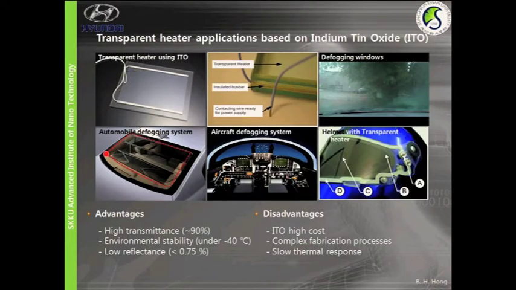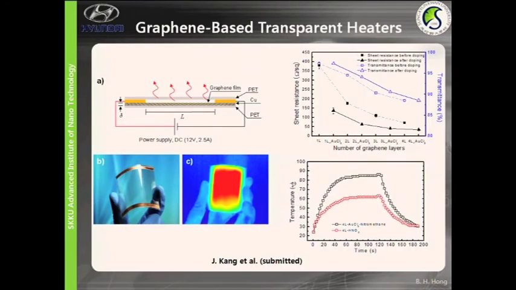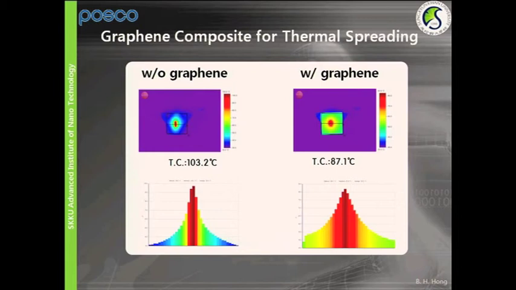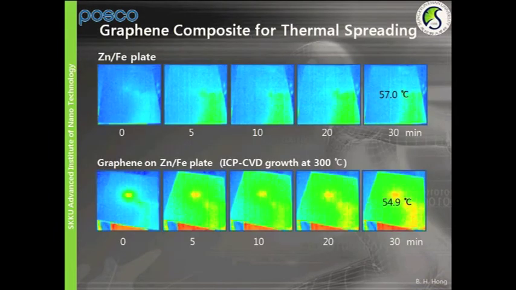And so we need also transparent heater for these car windows or the windows of airplane or the helmet, these defogging windows. And graphene shows very nice heating performance as a transparent heater. So I think it's useful in the future. So graphene can be used as thermal spreading materials. So it shows very efficient cooling when it is coated on the metal or any kind of materials.